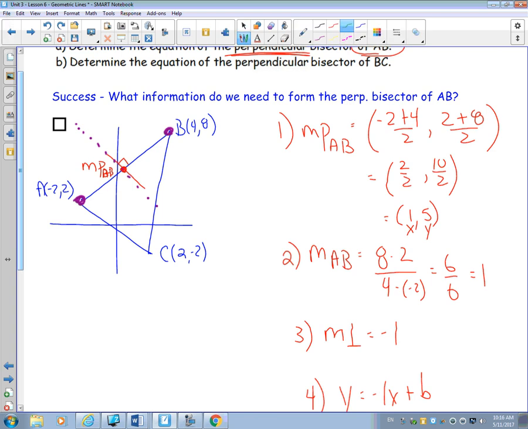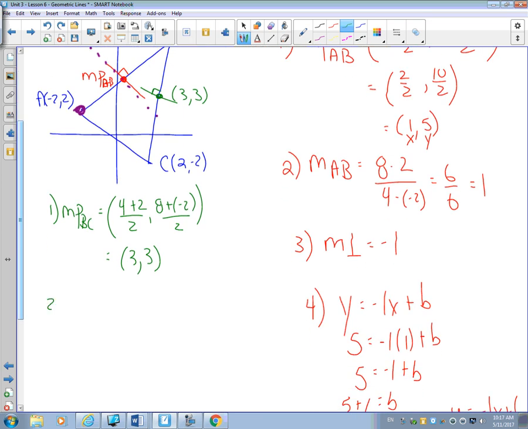BC. So it's going to go through the midpoint of BC. I have to find that first. Midpoint of BC. So add them together, divide by 2. So we'll get 6/2, which is just 3, and 6/2, which is just 3. So (3, 3), right about there. And I know it's going to go through at a right angle, so I know it's going to look something like that. Right angle to BC. Oh, I have to find the slope of BC. That's step 2.